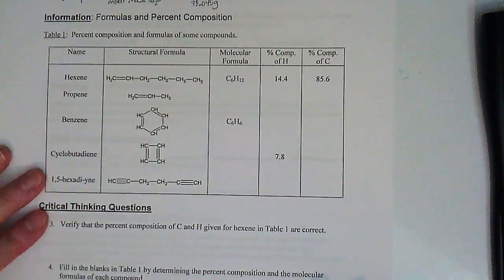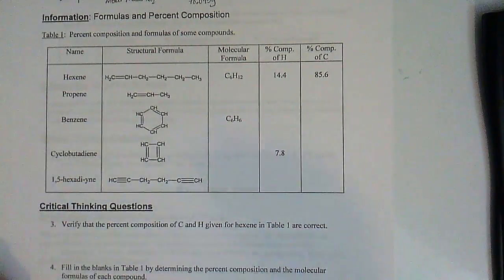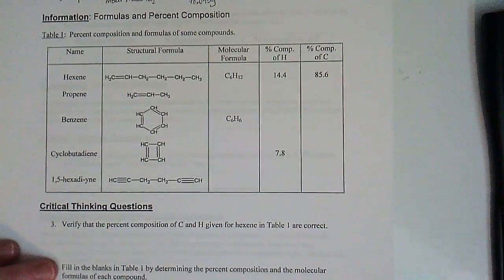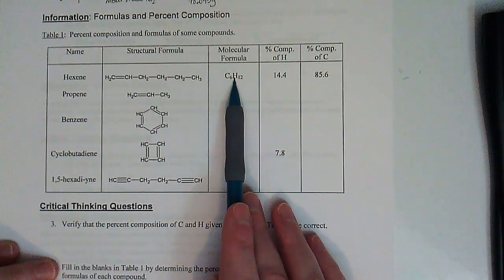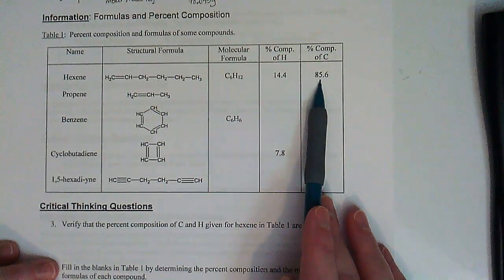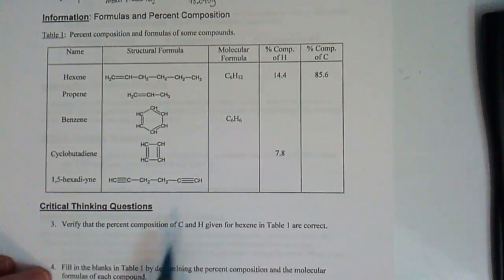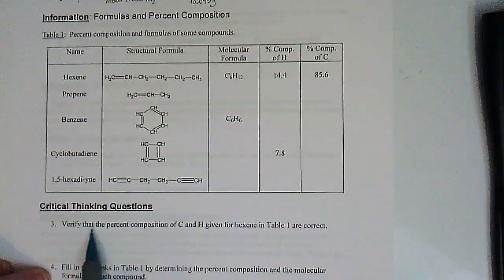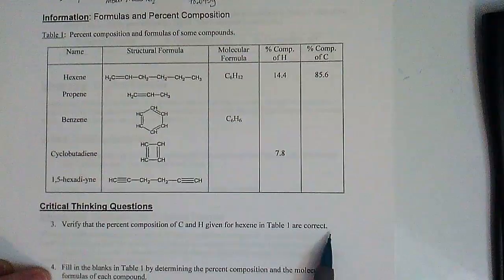So our next little section here is about formulas and percent composition. Table 1, percent composition and formulas for some compounds. So they give me the name, the structural formula, which shows us how all the atoms are connected to each other, the molecular formula, the percent composition of hydrogen, and the percent composition of carbon, which we know now how they would have calculated this. Number 3 says, verify that the percent composition of carbon and hydrogen given for hexene in table 1 are correct.